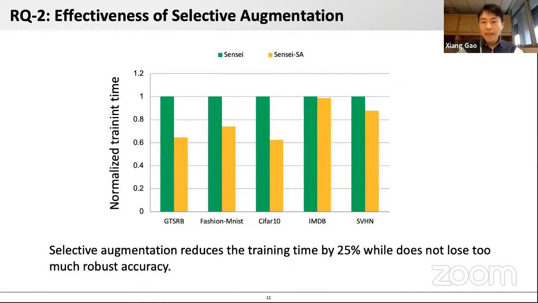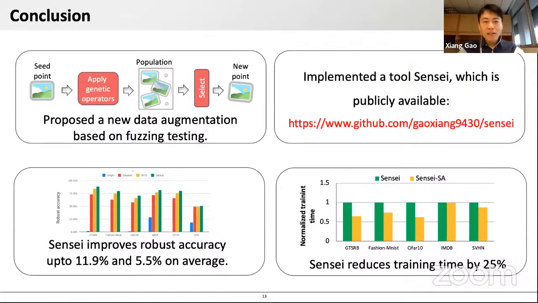Further, we evaluate the effectiveness of selective augmentation by measuring the training time. Our evaluation results show that selective augmentation can reduce the average training time by 25%, while not losing too much robust accuracy. In conclusion, we propose a fuzzing-based data augmentation to improve the robustness of AI models, and we implement our idea in a tool called Sensei, which is open source and available on GitHub.